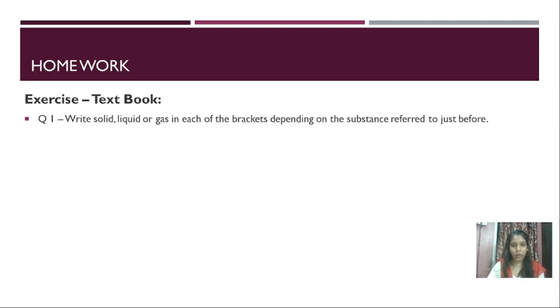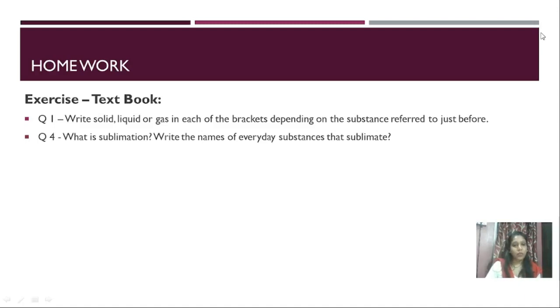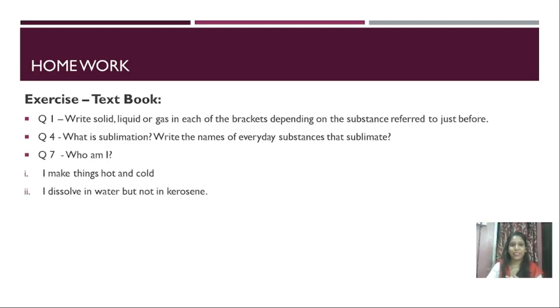Okay? Now let's move on to the next question. Sublimation. What is sublimation? Write the names of everyday substances that sublimate. I have given you many examples, students. You also make sure that you write everyday examples of sublimation, and write what sublimation is. Now question number 7. Who am I? I make things hot and cold. I dissolve in water but not in kerosene. You have to find out who am I.